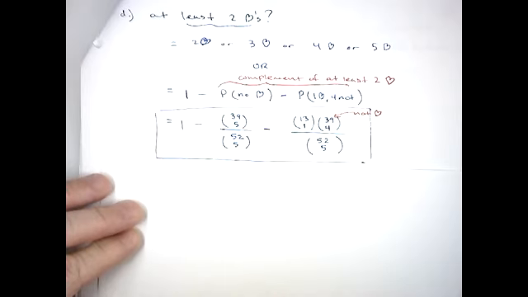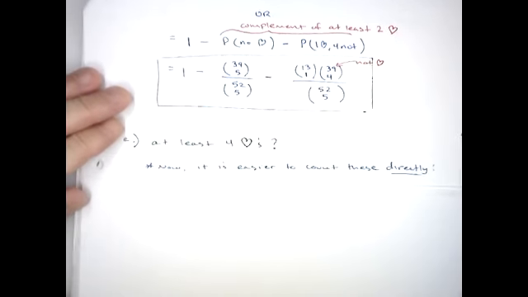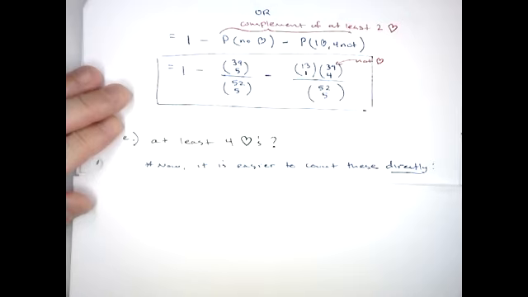And of course, it's all over 52 choose 5. What if we wanted to do the probability of getting at least, I skipped one, at least 4 hearts? Well, at least 4 hearts really just means you're either getting 4 hearts or 5 hearts, right?